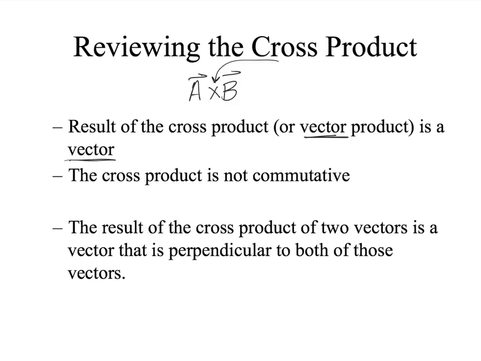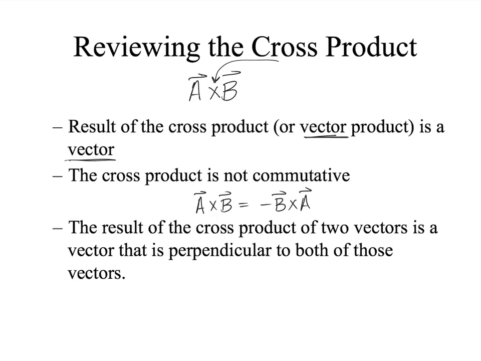One of the things that we also learned about the cross product when we studied it last semester is that it's not commutative. What that means is that if you switch the order of the vectors, you don't get the same answer. It actually is true that your answer is the negative when you switch it.